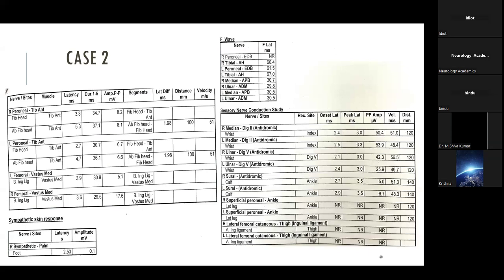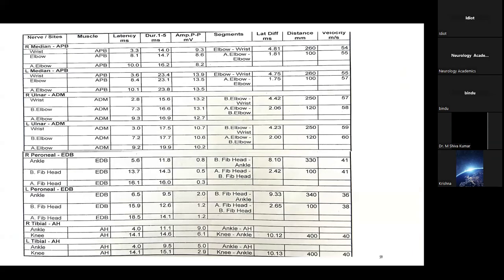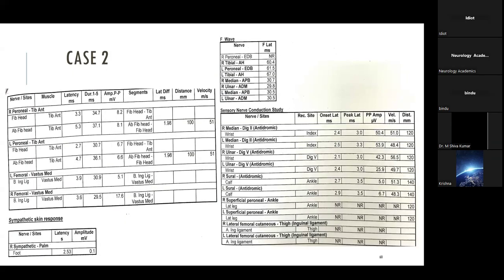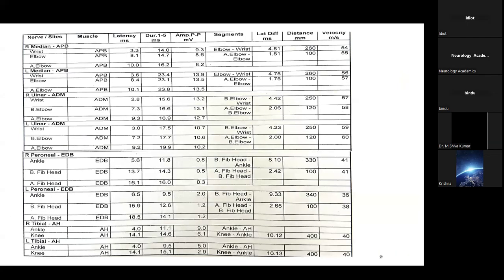Left femoral is absent, asymmetric. There's a possible polyradiculopathy, and that also goes with the presentation of the person. Sensory examination is normal, that's what's happening.